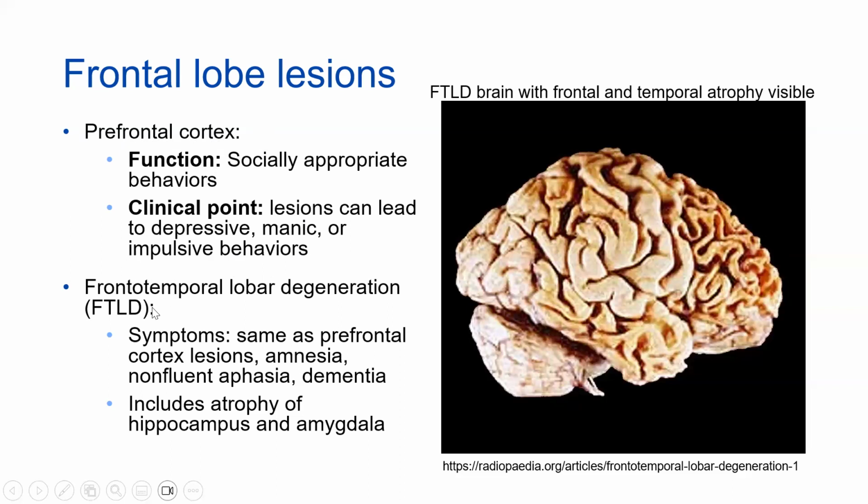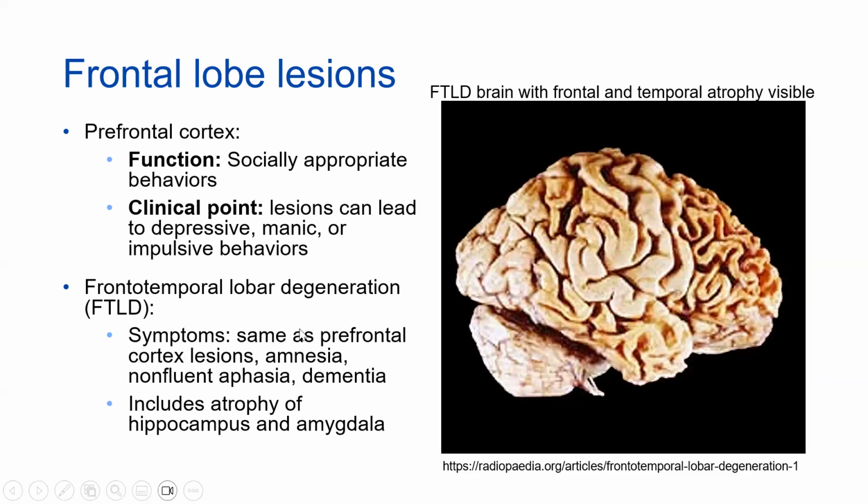Another case of a frontal lobe lesion is called FTLD, or frontal temporal lobar degeneration. And here's an example of a patient's brain with FTLD. You can see all of the frontal lobe atrophy. Whereas the gyri should be tight, like I showed on previous slides, you can see all of this is very loose and degrading, and the cells are dying.